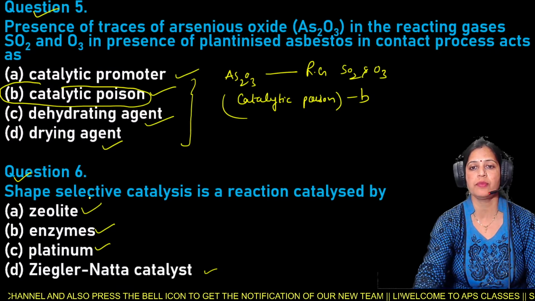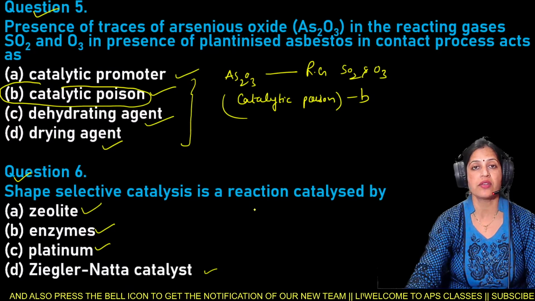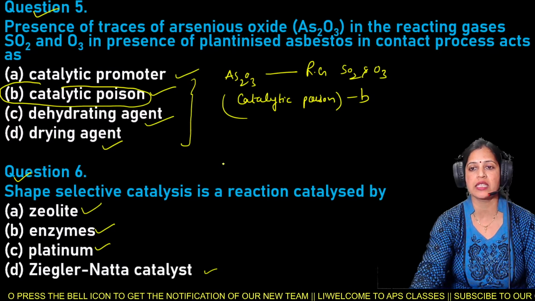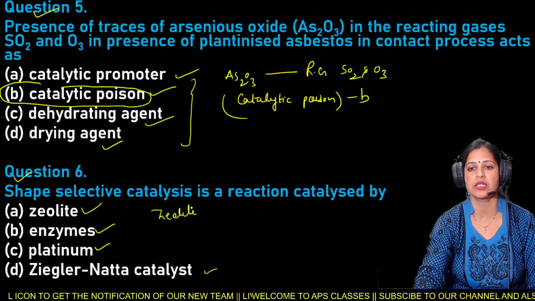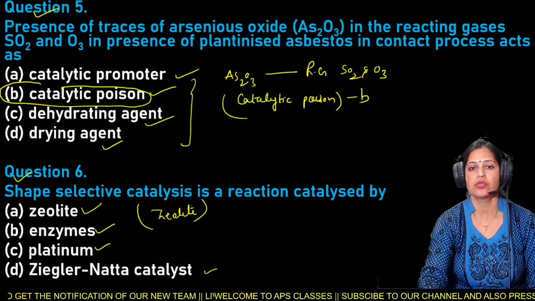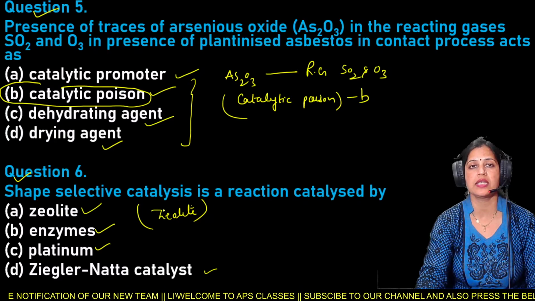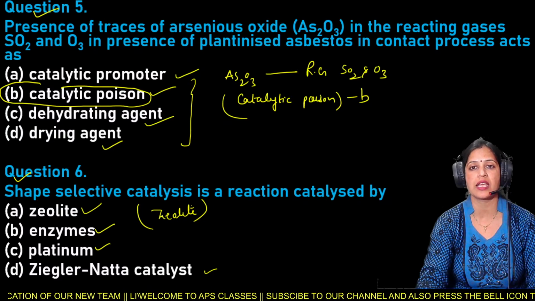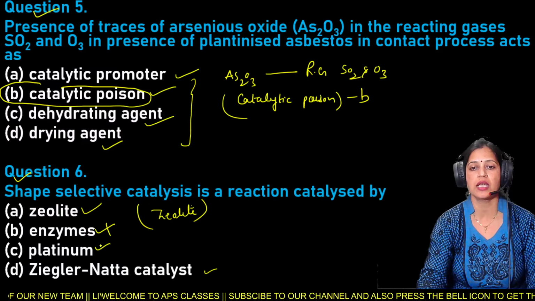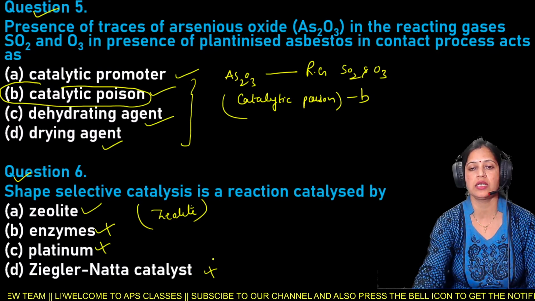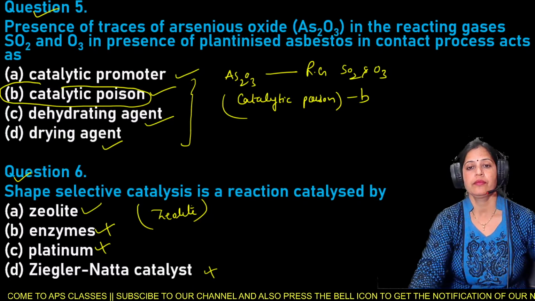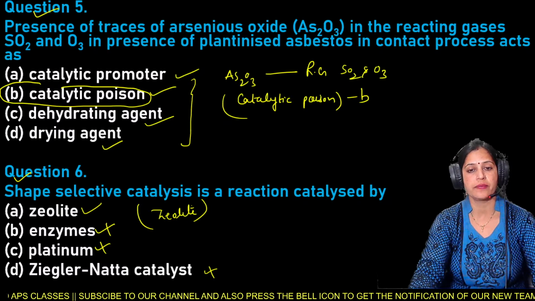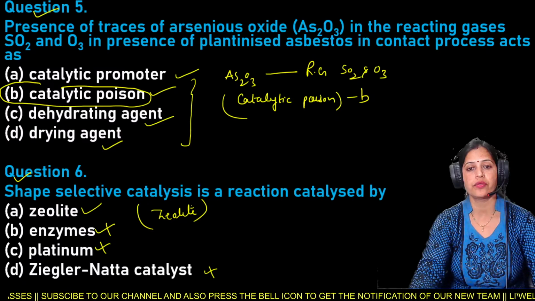So the shape selective catalysis is a reaction, and it is catalyzed by zeolites. Not enzyme, not platinum, and not Ziegler-Natta catalyst. It is your question number 6. So zeolite is the right answer.